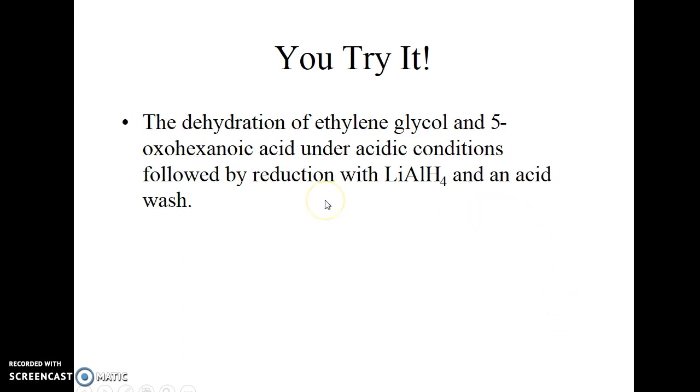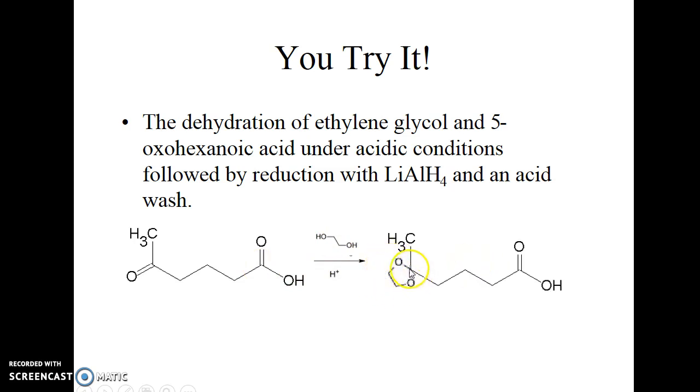What is the product of dehydration of ethylene glycol and 5-oxohexanoic acid under acidic conditions, followed by reduction with lithium aluminum hydride and then an acid wash? Here's ethylene glycol right here, and here is the 5-oxohexanoic acid. So what's going to happen if we treat this with ethylene glycol? Well, we protect the ketone group. See, now it's protected as a ketal.